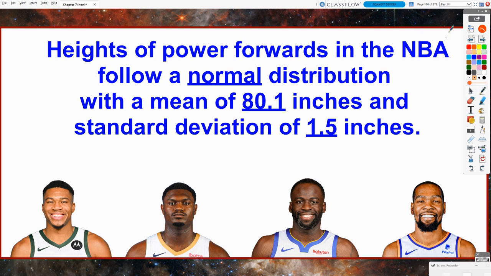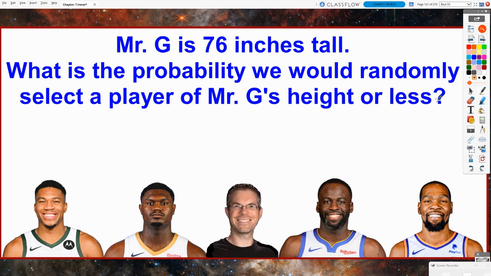These guys are giant. So anyway, we know the population shape, we know the population center, and we know the population spread. We know it's normal, we got a mean, we got a standard deviation. We know the truth about the population. Now, I am 76 inches tall. Fact. What is the probability that we would randomly select a power forward of Mr. G's height or less? Now, this is an old school, basically chapter 2 normal CDF problem.